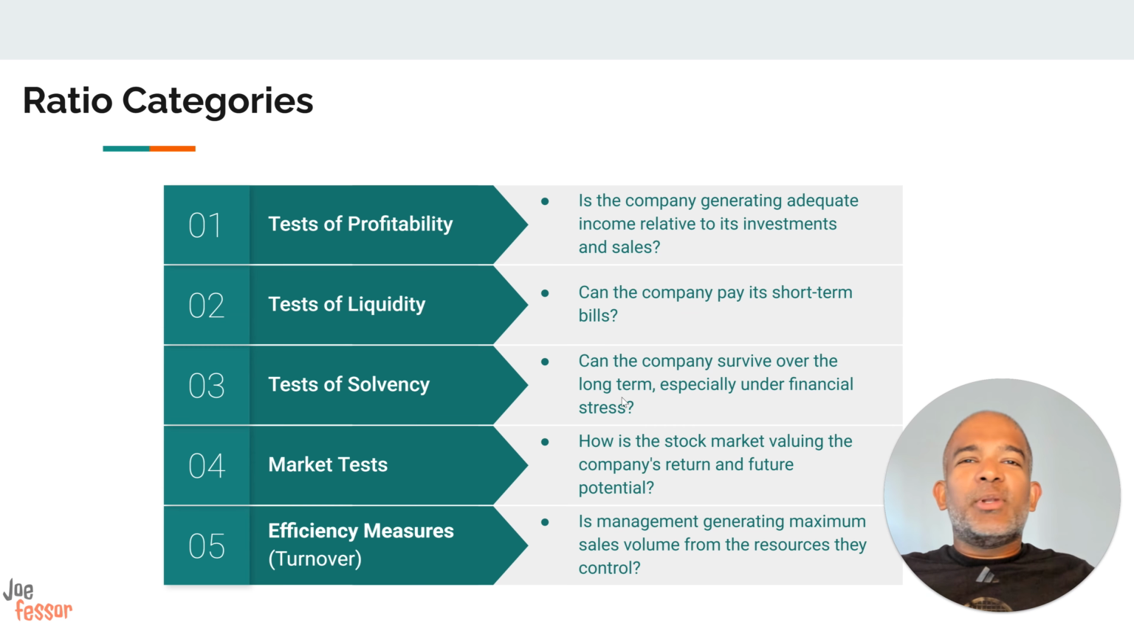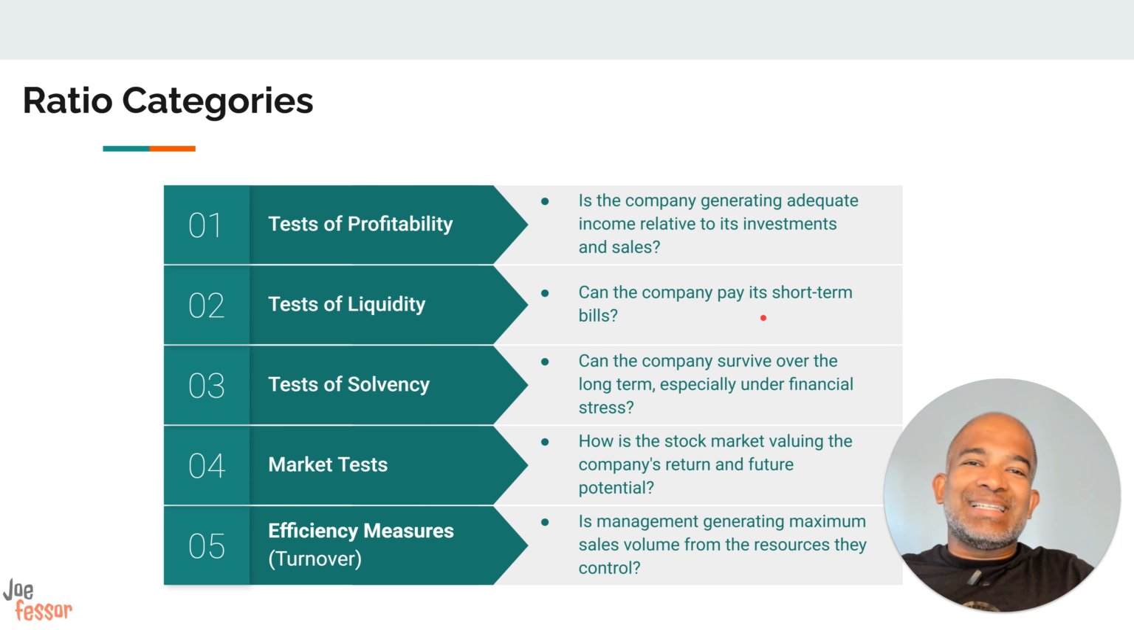All right, we've covered component percentages, which are the start of our analysis. Now we dive into the 5 essential categories of financial ratios that analysts use. We group these ratios because each answers a distinct fundamental question about a company's health, risk, and performance. Category 1, which is tests of profitability, these measure the overall success and sustainability of a company's income, asking if a company is generating adequate income relative to its investments and sales.